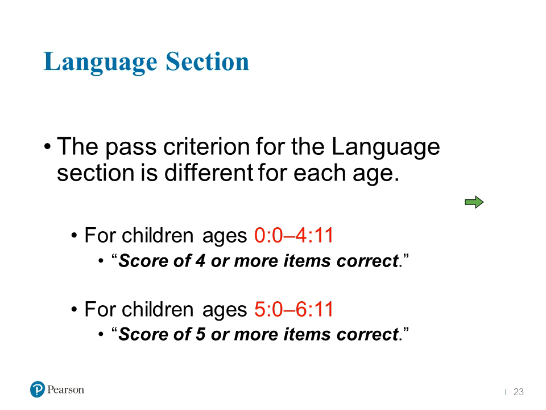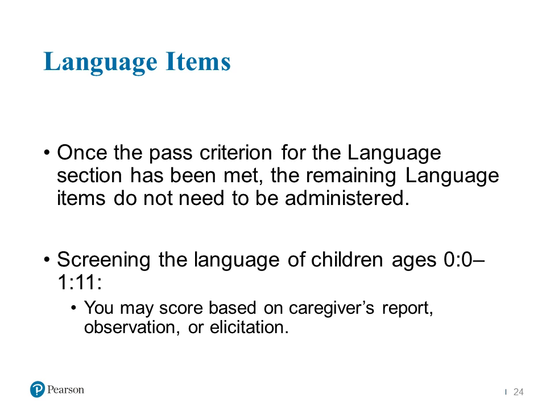The pass criterion for the language section is different for each age. For ages 0 through 4 years, 11 months, a score of 4 or more items correct would be considered a pass. For ages 5, 0 through 6, 11, a score of 5 or more items would be considered a pass. Once the pass criterion for the language section has been met, the remaining language items do not need to be administered. So that's important. Once you meet the criteria for screening, you don't need to keep going in that section.